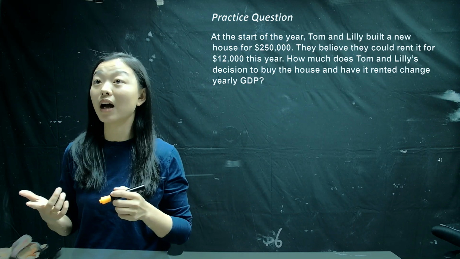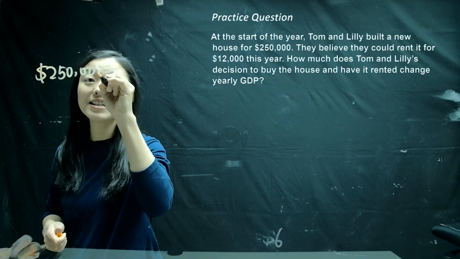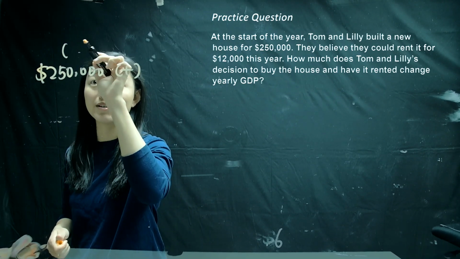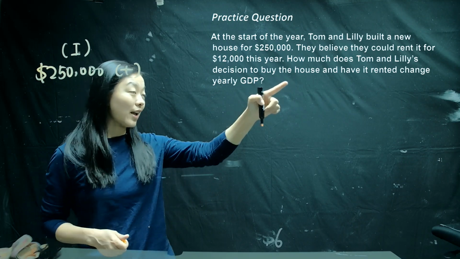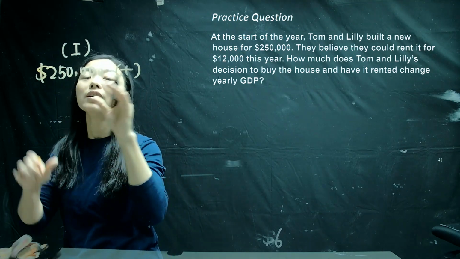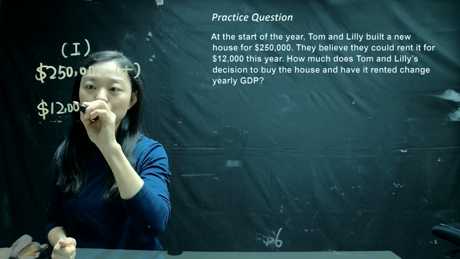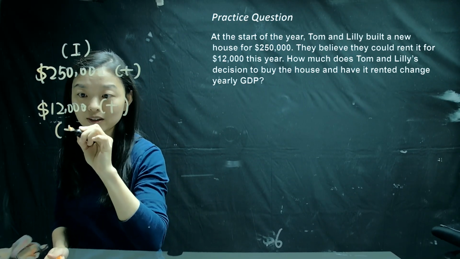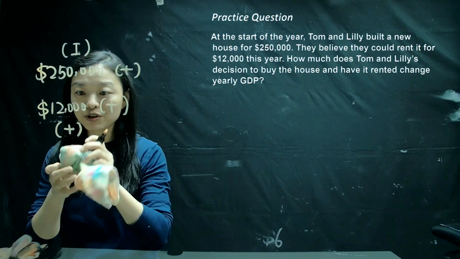And this contributes to investment, right? So $250,000 can definitely be counted in GDP, because this part is residential fixed investment, so it contributes to investment. And then at the end of the question, it says it is rented. So they bought this house and they also rented it. The $12,000 rent that they collected can also be counted in GDP, because this is the rental services they provided, and this belongs to consumption.